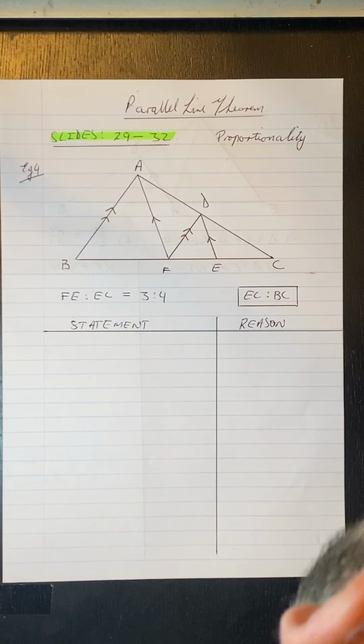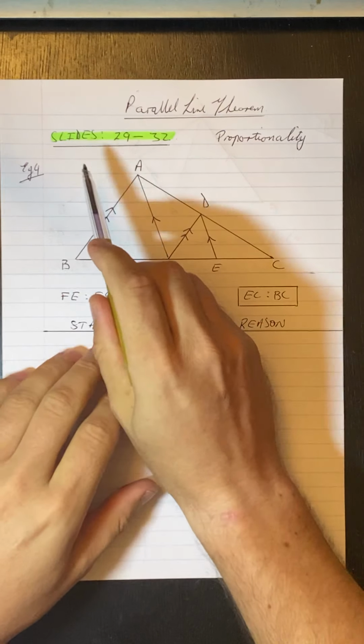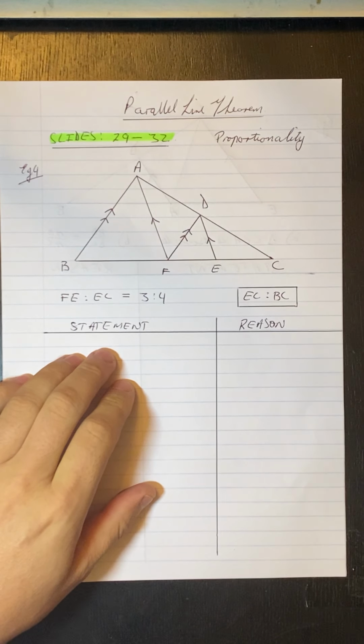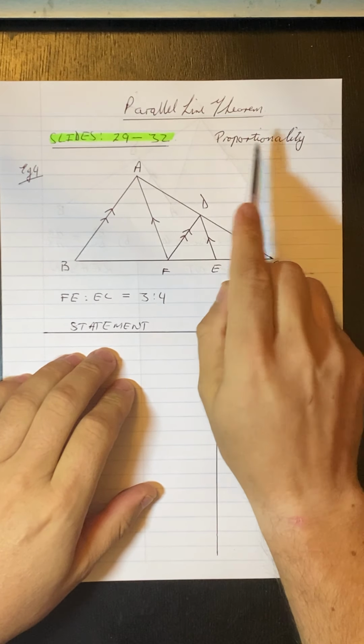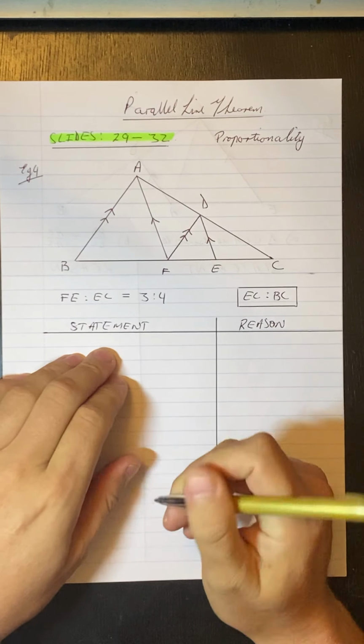Hello, grade 12. So we're going to continue with parallel line theorem. I'm working from slides 29 to 32 from the PowerPoint proportionality. So we're going to be going on to example 4. I'll just read it out to you.